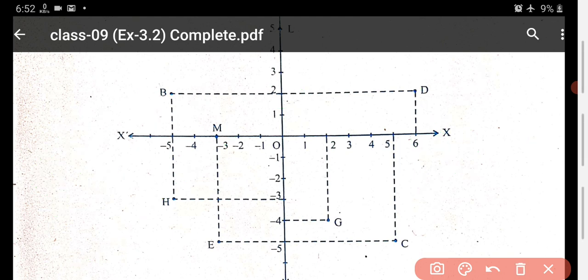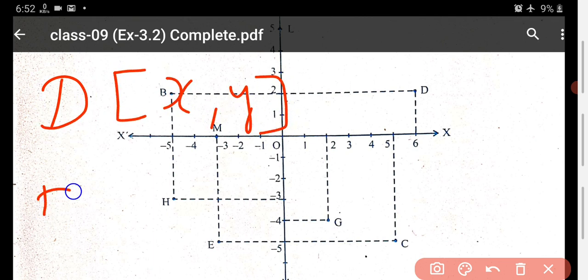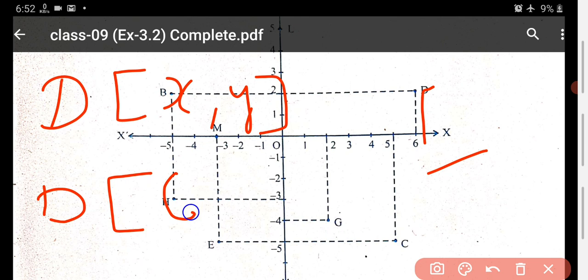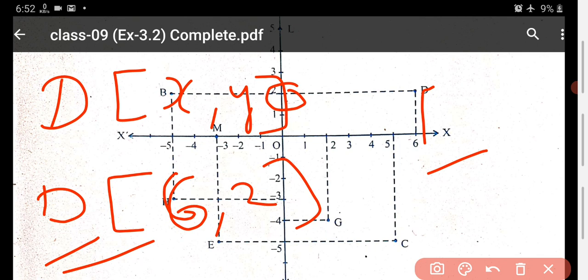If you say you always write in the form of D, x, y, right? So write here D. Now what is the value of D on the x-axis? Just see. On the x-axis the value of D is 6. So write here 6. And the value on the y-axis is 2. So you write here 2. Then you have to say that 6, 2 are the coordinates of the point D. What are the coordinates of the point D? 6, 2.